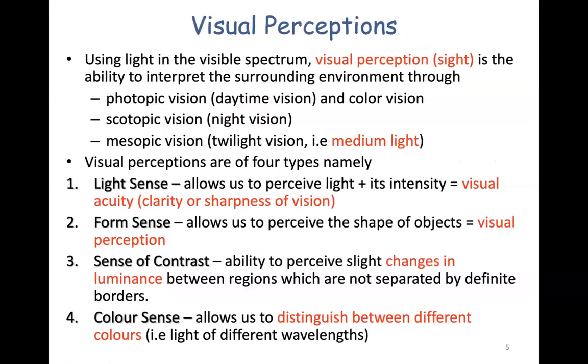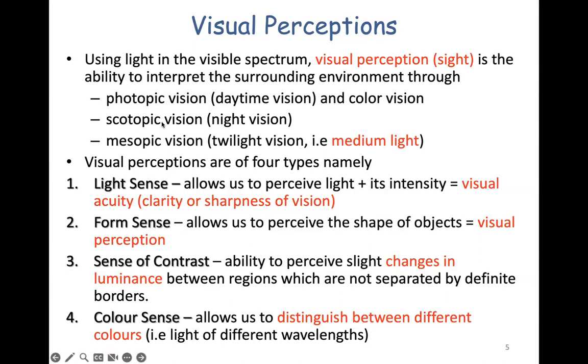Coming to visual perception. Now, what is visual perception? So visual perception or sight is the ability to interpret the surrounding environment through 4 factors, or essentially 3 factors, because photopic vision and color vision are more or less the same thing. So photopic vision is the vision that you have during daylight or when there is a high amount of light around you. Your vision depends on your photopic ability. Color vision is also part of photopic vision because you're only able to see color mainly when there's a lot of light. When there's not that much light, our ability to detect color actually decreases.